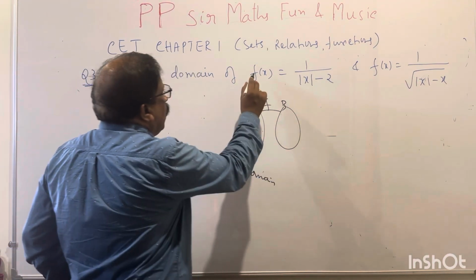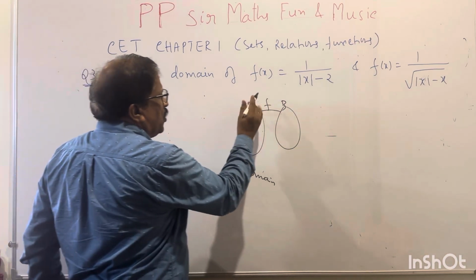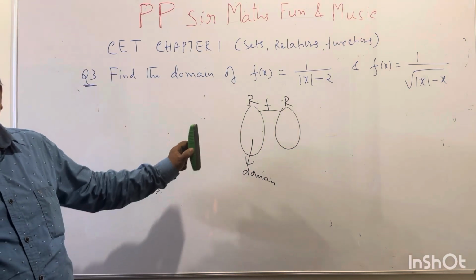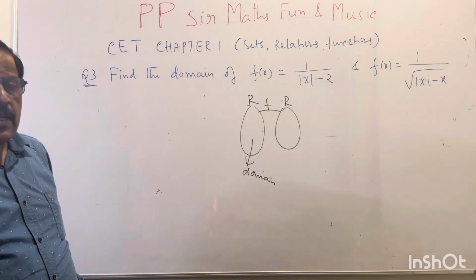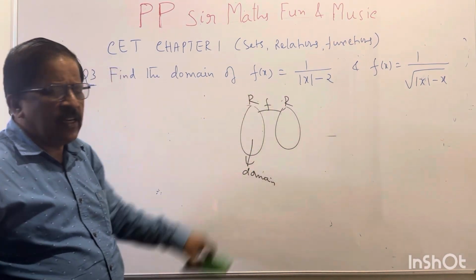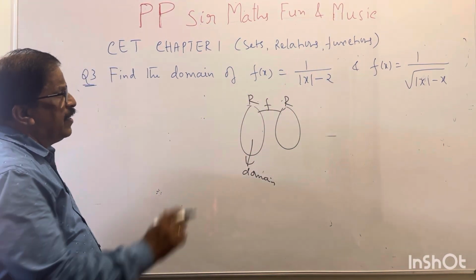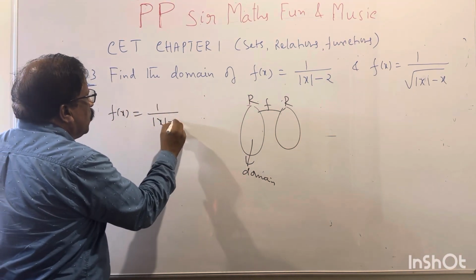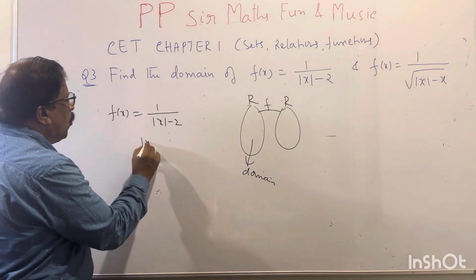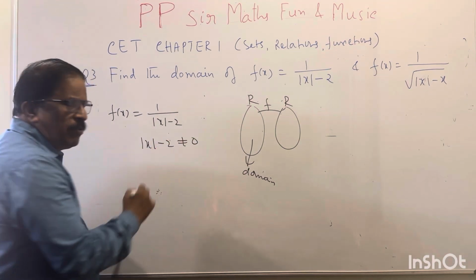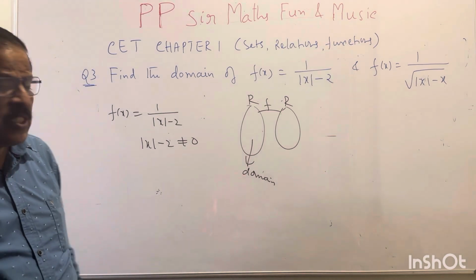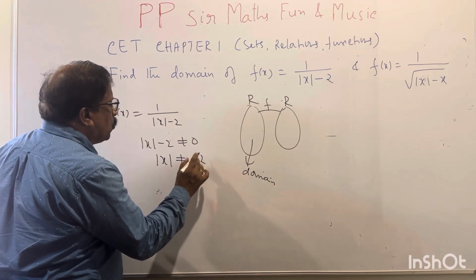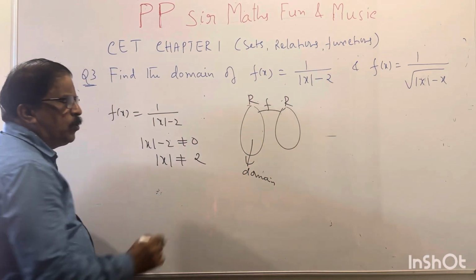Now what is the domain of this problem? Here it is understood that it is R to R, real number to real number. So this is a function from real numbers to real numbers. Then what is the domain of the function? Here we know that the denominator should not be equal to 0, right? So the denominator should not be equal to 0 means mod x minus 2 should not be equal to 0. Mod x minus 2 should not be equal to 0 means mod x should not be equal to plus 2.